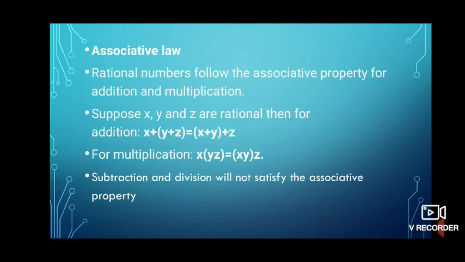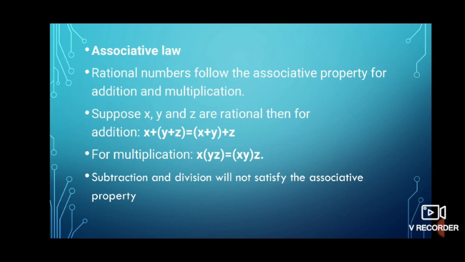Next, associative law. This is just like commutative. In commutative, we take two numbers. Here we will take three numbers. That's it. Whenever we take three numbers, children, if we change the grouping, means first we add the first two numbers, then add the third rational number, or else first we add the next two rational numbers, then add the first rational number. Whichever way we take, we will get the same result. Then we call it the associative law.